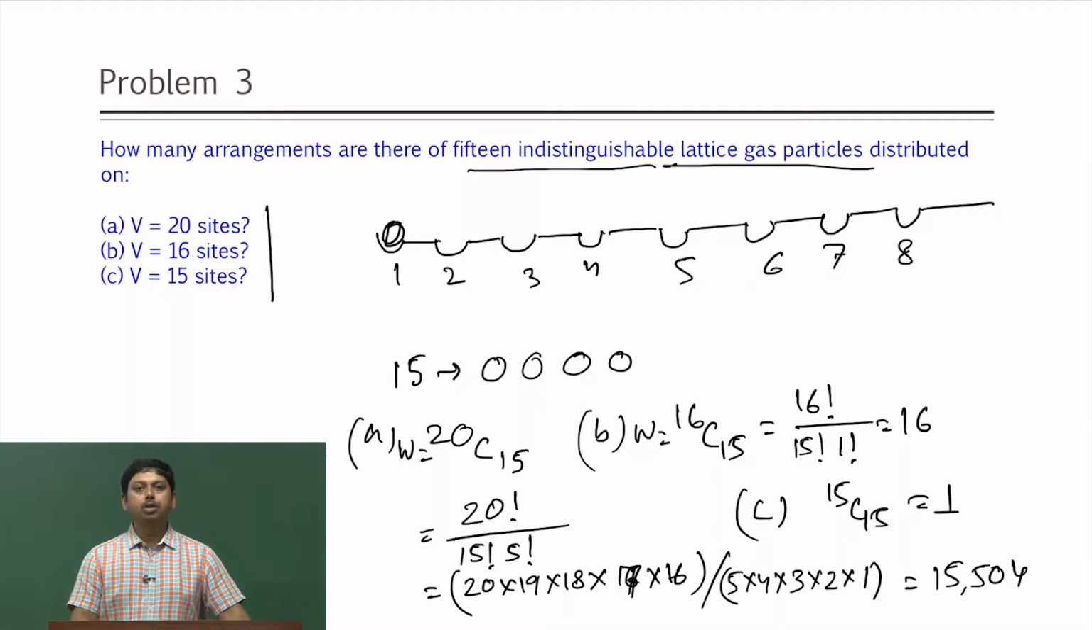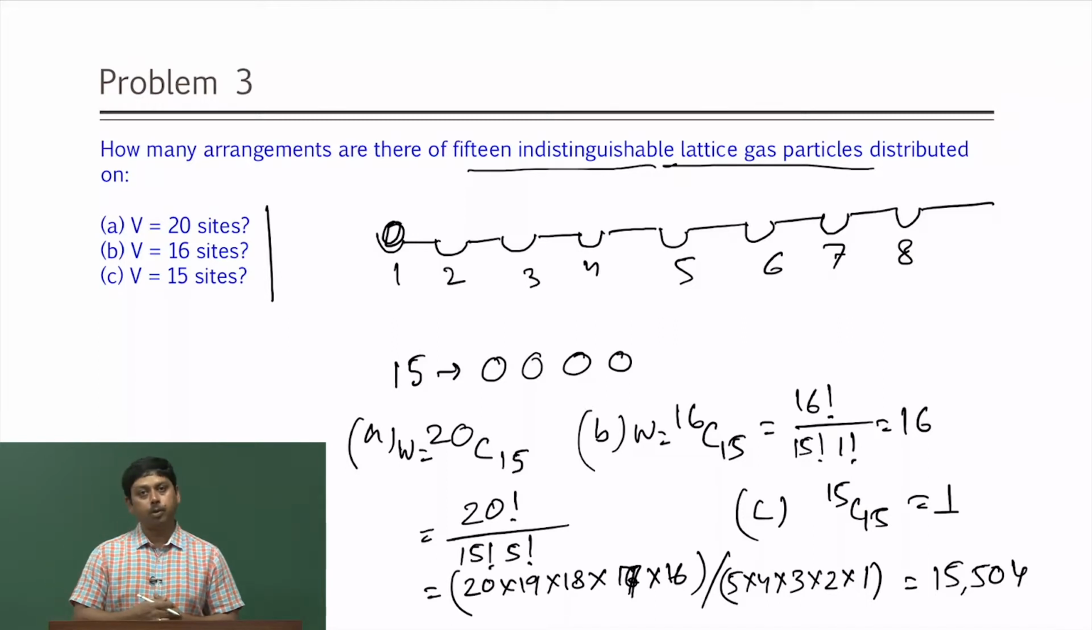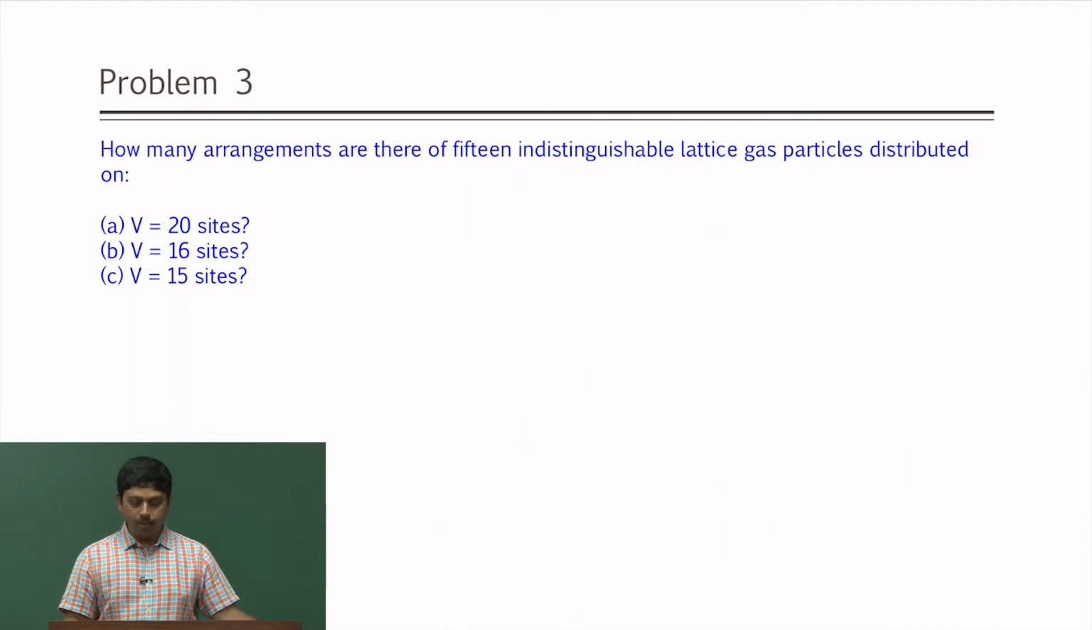That is the number. So, you see, as the number of lattice sites increases, the number of possibilities increases, and therefore, again entropy increases. This is an equivalent way of saying that there is free space available for particles to expand. Okay, going to the next problem.